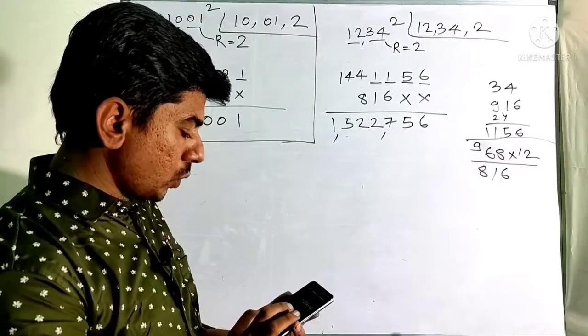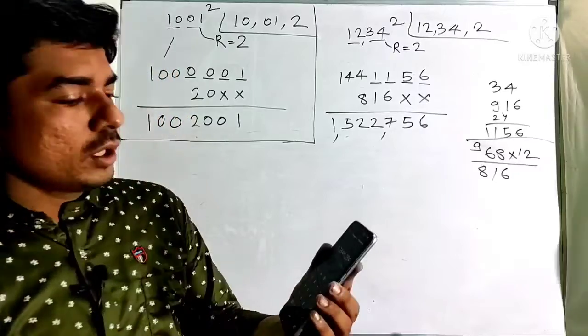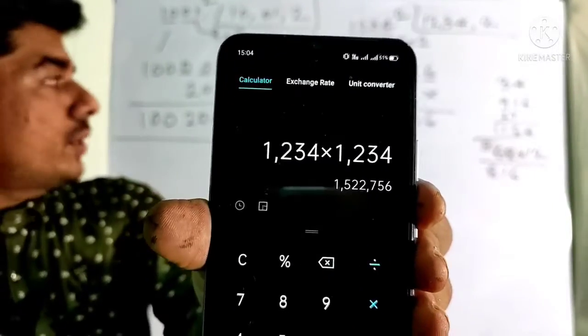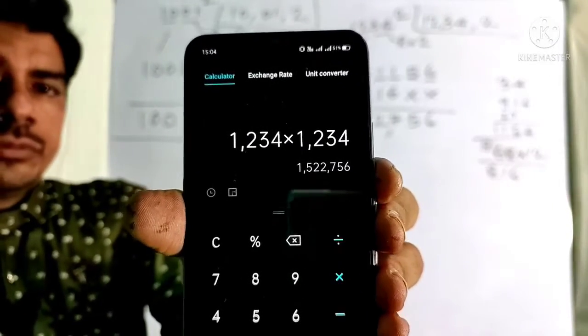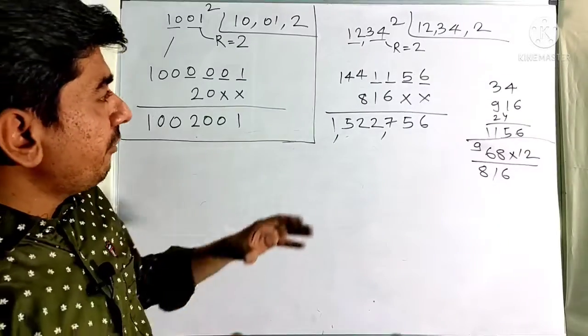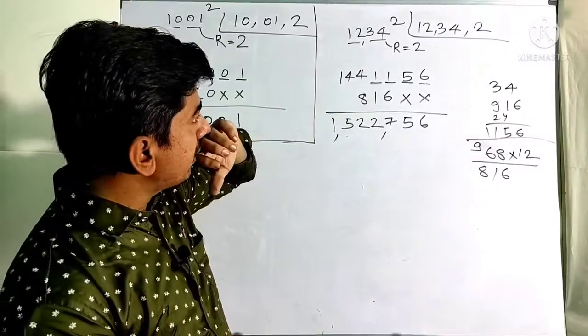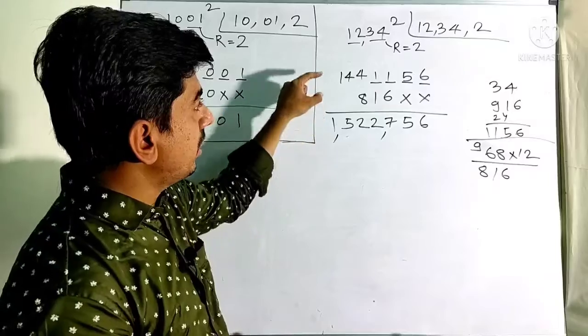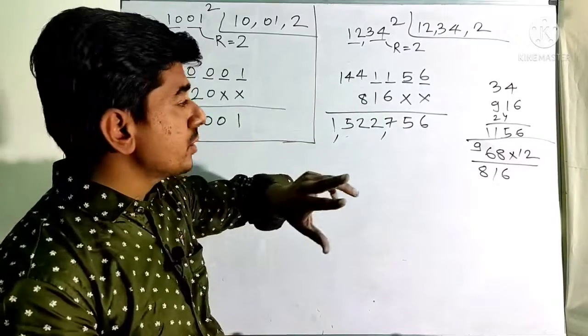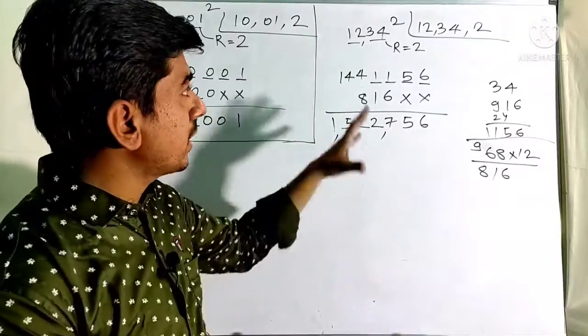Let's check it. 1234 into 1234. See the answer. See, without this method you would have done 16 calculations, but with the help of 2 or 3 calculations only we are getting the answer.